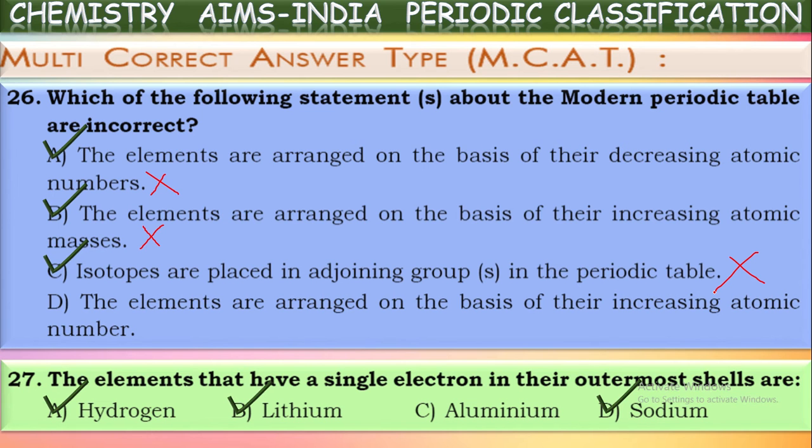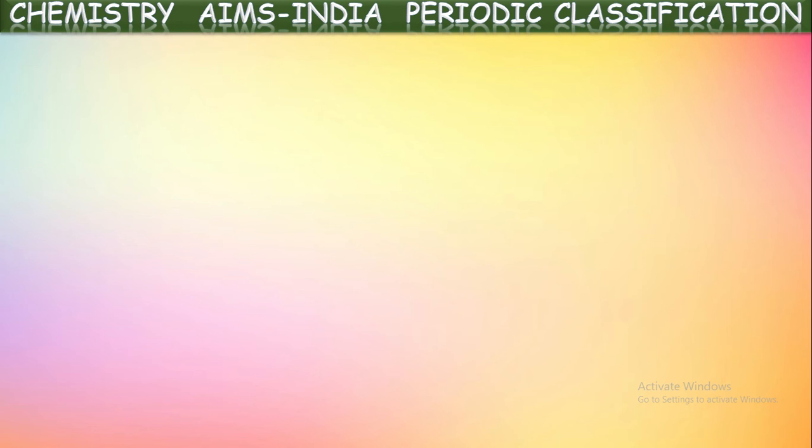Hydrogen, lithium and sodium: these three have a single electron in their outermost shell. Whereas aluminium belongs to the third group and it has three valence electrons, three electrons in its outermost shell. Except that, the remaining three have one electron. Right, next one.